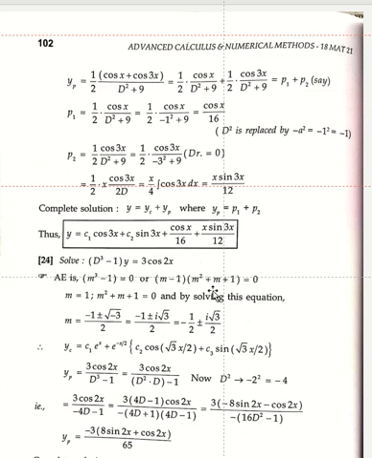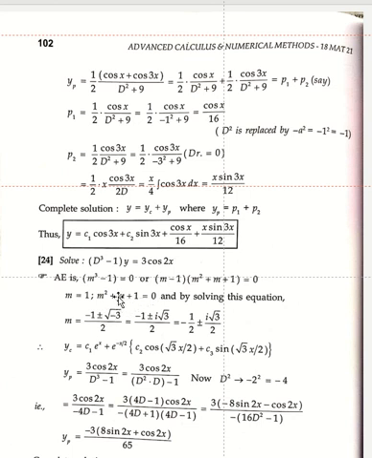Here m square plus m plus 1 is equal to 0. Solving this equation of the form ax square plus bx plus c, a is the coefficient of m square, so a is equal to 1, b is equal to 1, and c is equal to 1. Therefore m is equal to minus b plus or minus square root of b square minus 4ac, all divided by 2a.